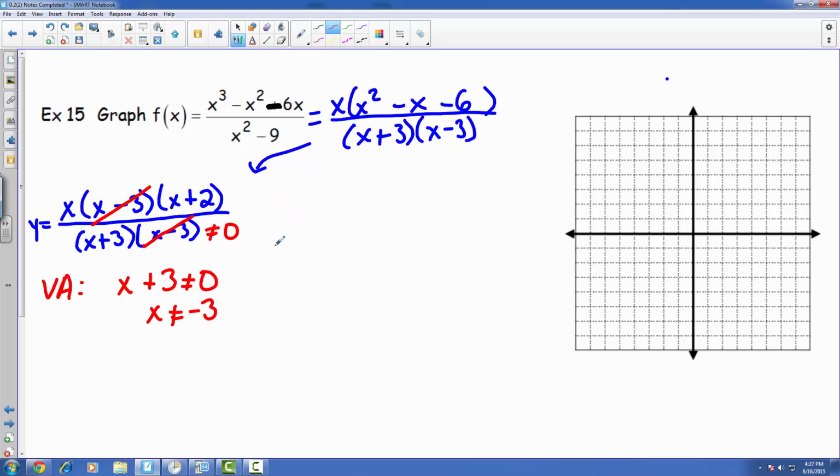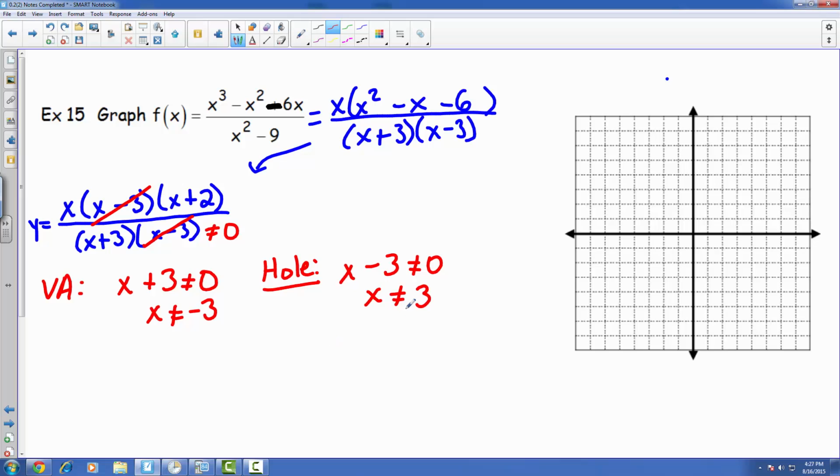Now for our hole, the one that did cancel, we still solve things the exact same way as the VA, only it's going to be a hole. So we have x minus 3 is not equal to 0, even though it canceled like that. We still have to find out where that hole is at. Adding 3 to both sides, we just see that x is not equal to positive 3.